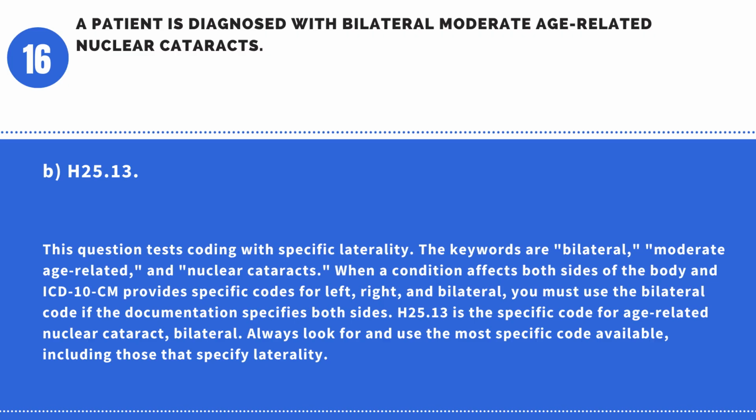When a condition affects both sides of the body, and ICD-10-CM provides specific codes for left, right, and bilateral, you must use the bilateral code if the documentation specifies both sides. H25.13 is the specific code for age-related nuclear cataract, bilateral. Always look for and use the most specific code available, including those that specify laterality.